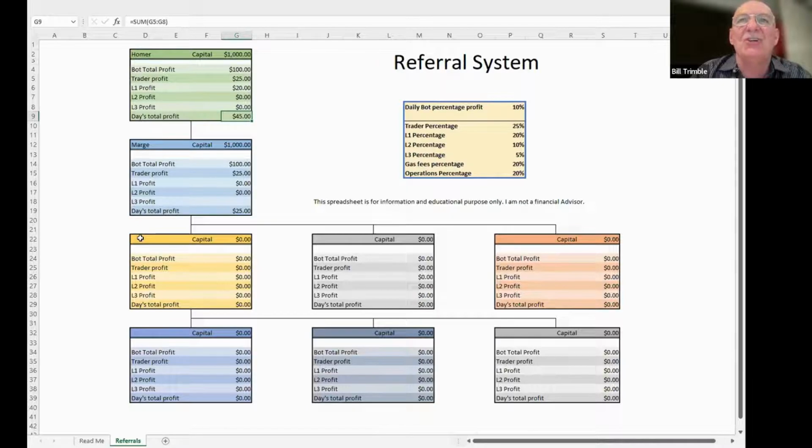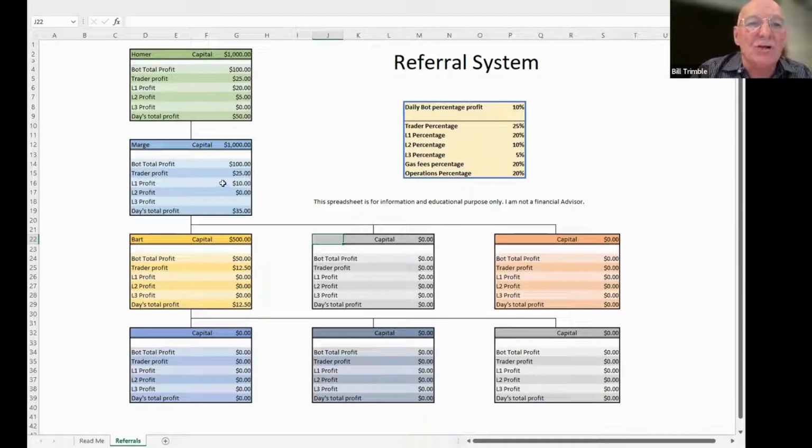Now Marge shares with people. Now Bart may be underage, but this is in a few years' time when he's grown up. So Bart has, let's say, put $500 in. The bot makes $50 for Bart, because it's 10% of 500. So he's made $50 and he gets 25% of that. 25% of $50 is $12.50. So he's made on the day $12.50.